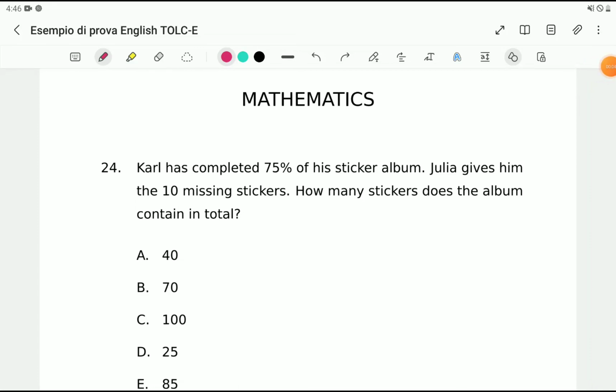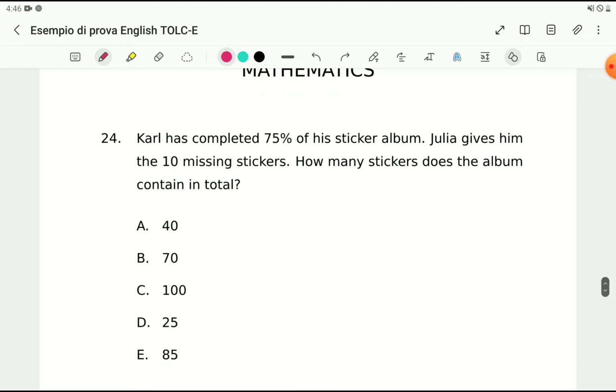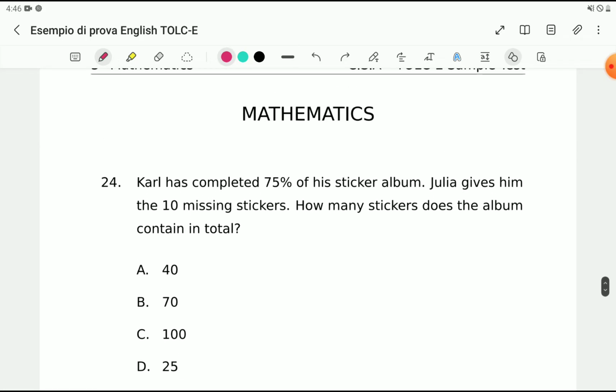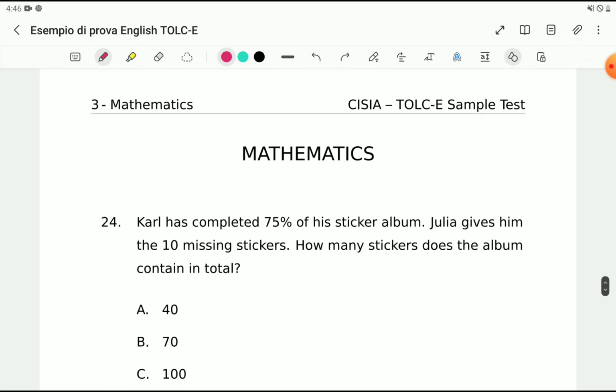So today we are going to solve a mathematics problem from TOLC-E, and the problem you see here is actually from the CISIA website. Okay, the CISIA TOLC sample test. You can find this paper on the website too.